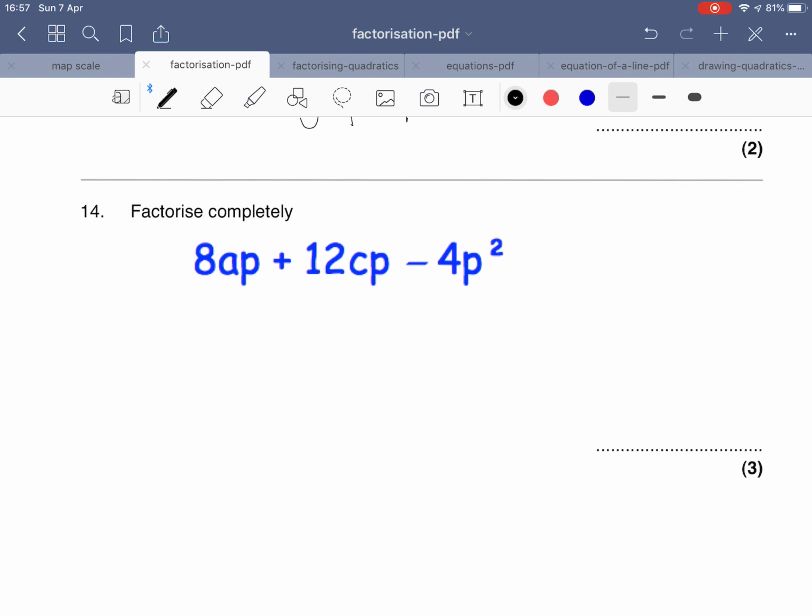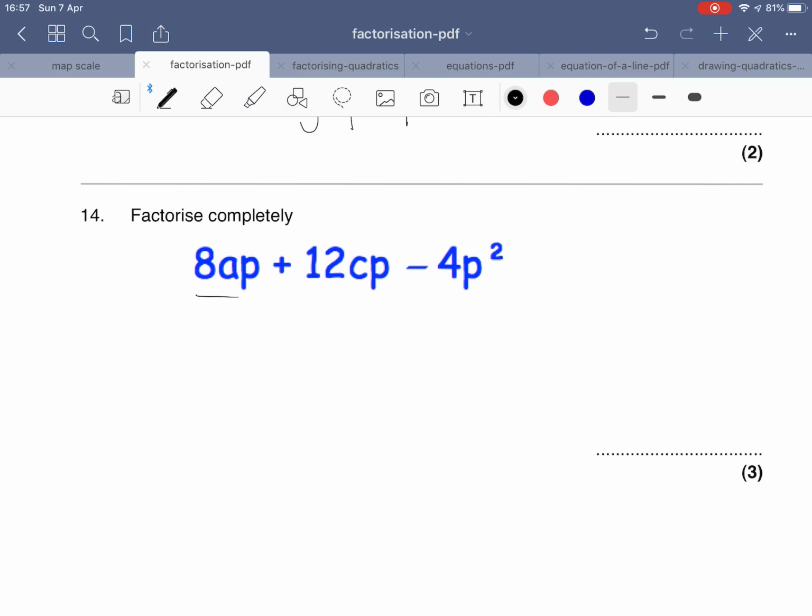Okay, I think this is the last one. So we want what goes in. I know there's three things. That just means there's three things inside of our bracket for this one. So we need what goes into all three of these. So do it step by step. If you want to do your numbers first or your letters first, that's up to you. I'm going to do my numbers first. So what goes into 8, 12, and 4? Well, I know 4 goes into all three, so that comes on the outside.